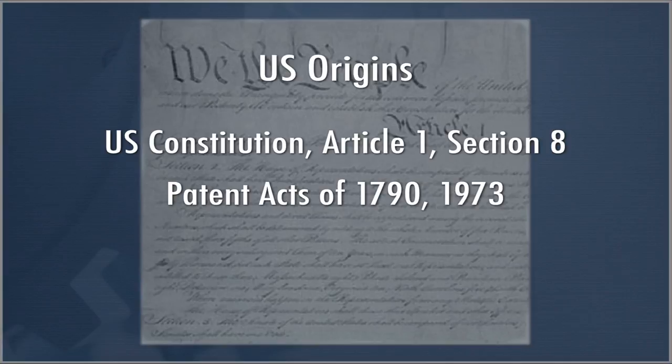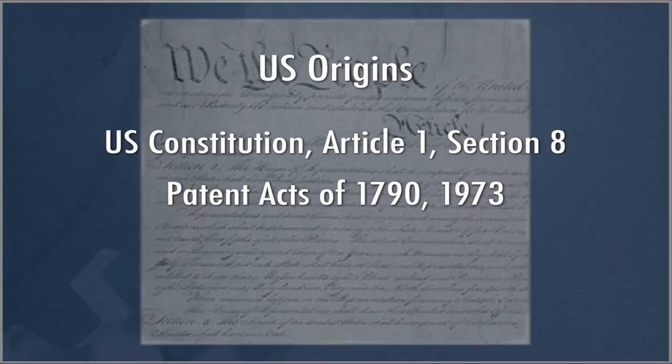In the U.S., of course, as I'm sure you know, the idea of having a patent system and indeed intellectual property rights generally is enshrined in the U.S. Constitution, Article 1, Section 8, which says: in order to promote the progress of science and the useful arts by securing for limited times to authors and inventors the exclusive right to their respective writings and discoveries. That gives Congress the express power to create things like the patent system. And Congress did.